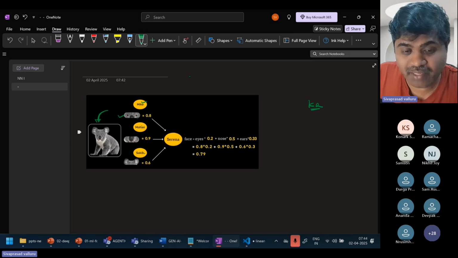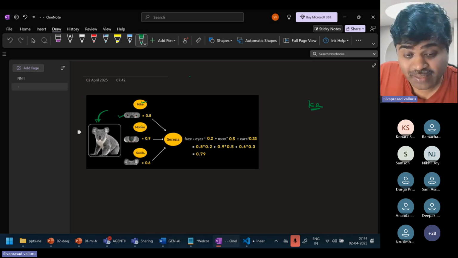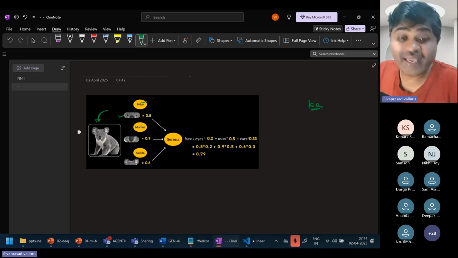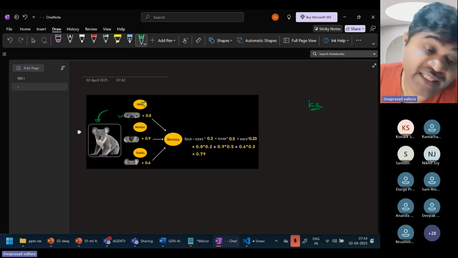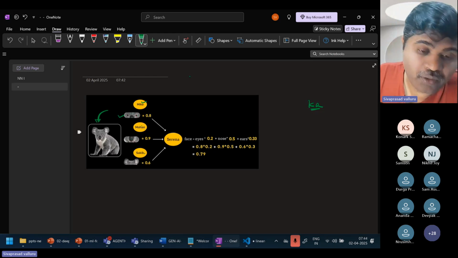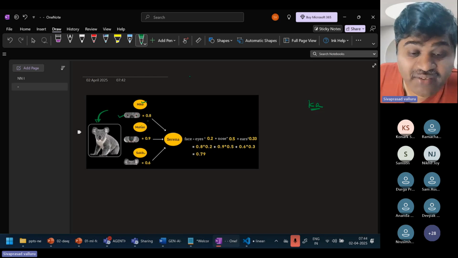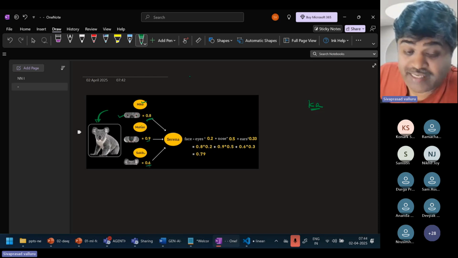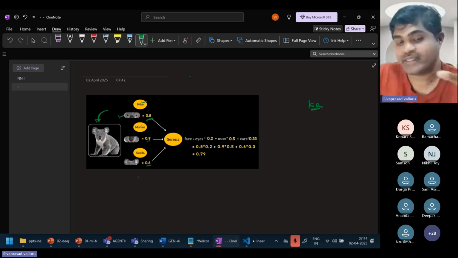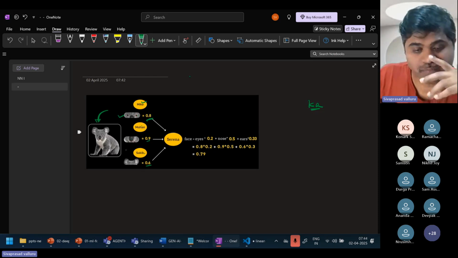By seeing the eyes, Mike will give a prediction. By seeing the nose, Mohan will give. By seeing the ears, Sakib will give. Each person will give a probability that this is a koala or not. So assume that Mike is giving 0.8, that means 80% probability. Mohan is giving 0.9 and Sakib is giving 0.6 as a probability that this is a koala based on these features.